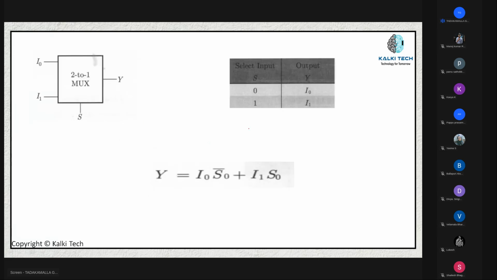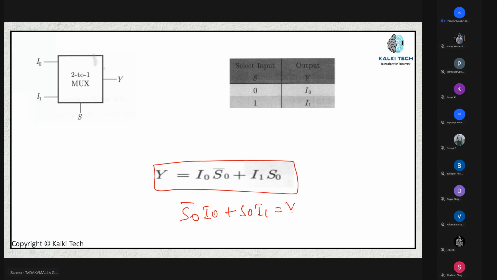If you want to draw the truth table, this is the truth table for your multiplexer. Depending on the select line S, if S is equal to 0, Y is equal to I0, and if S is equal to 1, Y will be equal to I1. And this is your Boolean expression for the multiplexer: Y is equal to S bar into I0 plus S into I1.